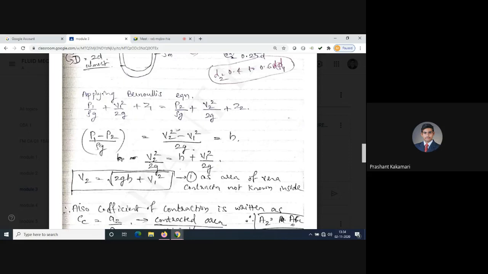Okay. Then one can write down V2. What may be the V2 value? Velocity at section 2 can be written by using these terms directly. I can write it as square root of 2gh plus V1 square. Here 2g is multiplied with V1 square divided by 2g, so 2g will get cancelled with respect to V1 square. So we are left with square root of 2gh plus V1 square. This you can call equation 1.